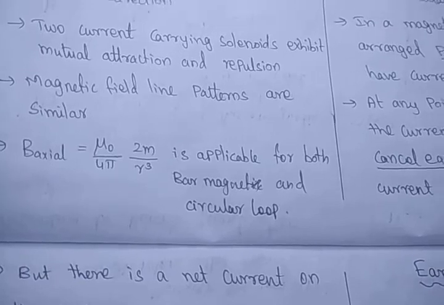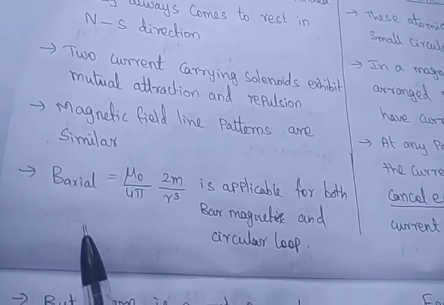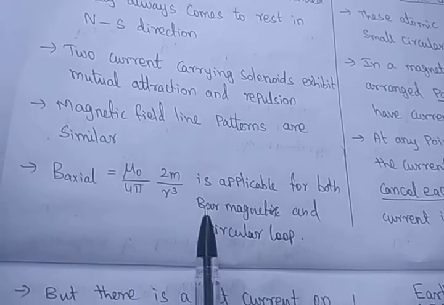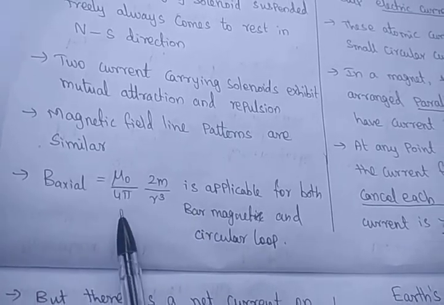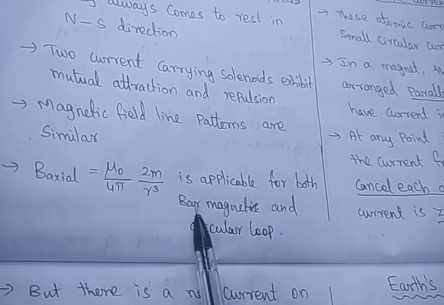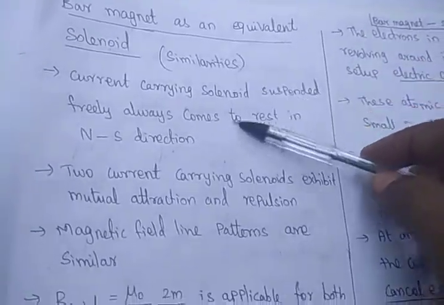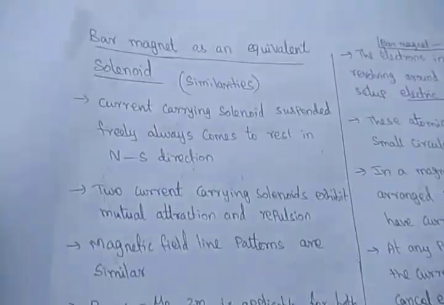Then the axial point. The magnetic field along the axial point for the bar magnet as well as the solenoid is B axial, which is equal to mu naught by 4 pi, 2m by r cube. This is applicable for both the bar magnet as well as a circular loop. Hence, these are all the similarities of the bar magnet and solenoid.